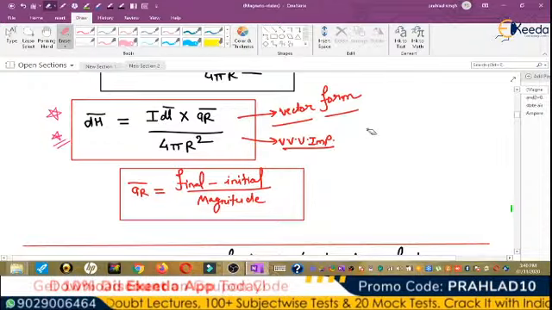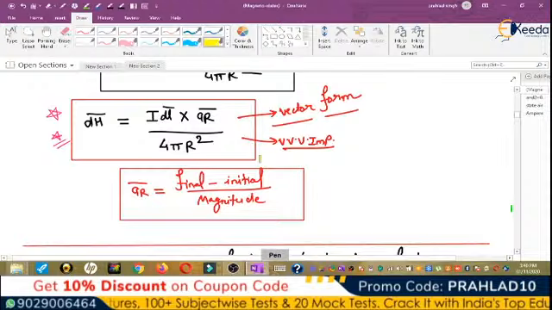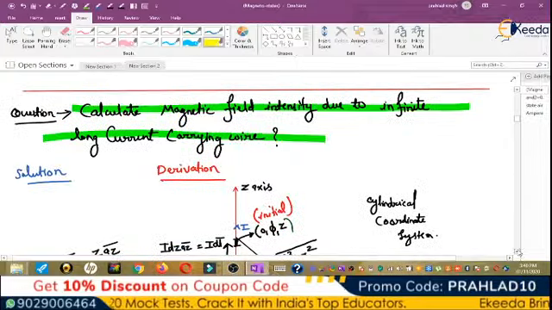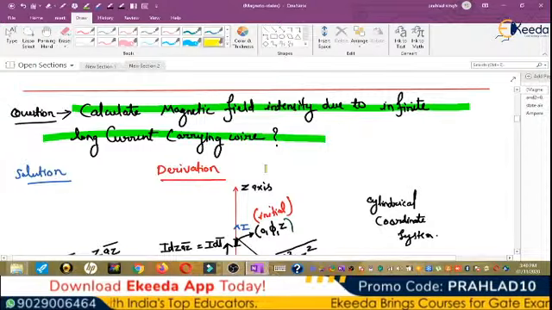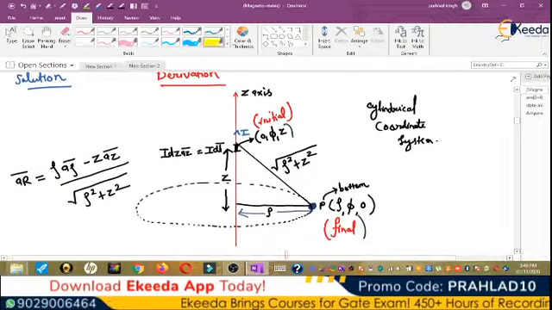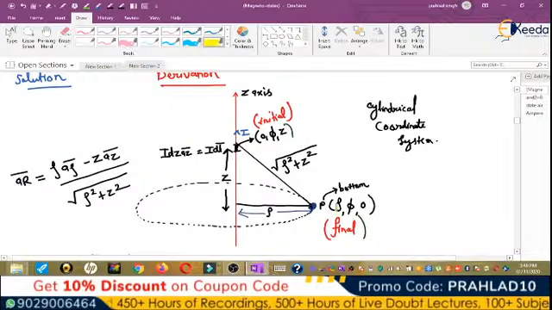Okay, so this is the vector form, and the AR vector is final minus initial divided by the magnitude. Question: calculate the magnetic field intensity due to an infinite long current carrying wire. There is one infinite current carrying wire carrying current I, and point P is at the bottom of the cylinder, with coordinates rho, phi, 0. At this point we have to calculate the magnetic field intensity.